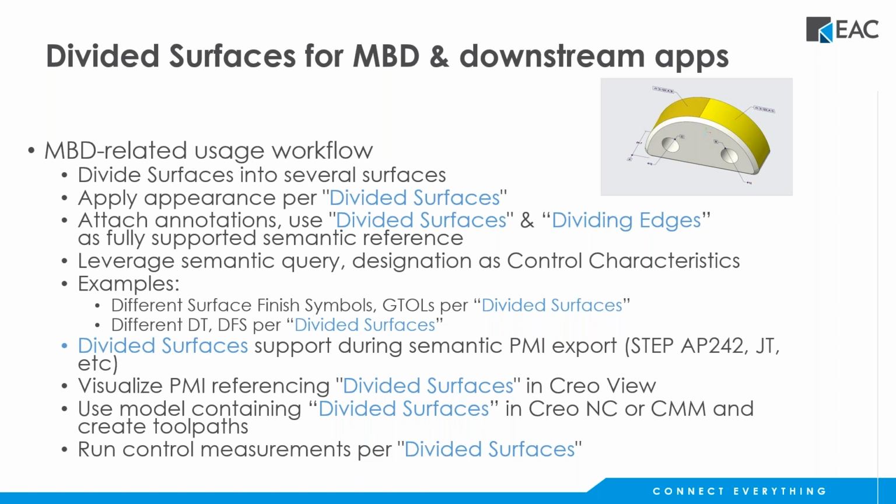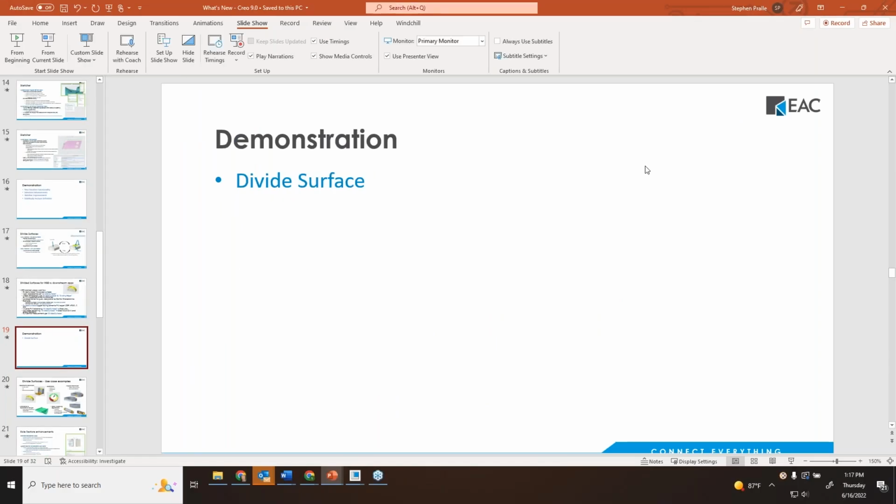We can also visualize performance metrics for divided surfaces in Creo View. And finally, we can use these divided surfaces as toolpaths for different Creo applications such as Creo NC or Creo CMM. All right, so let's take a look at how this works in Creo.